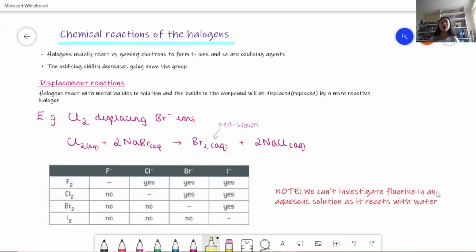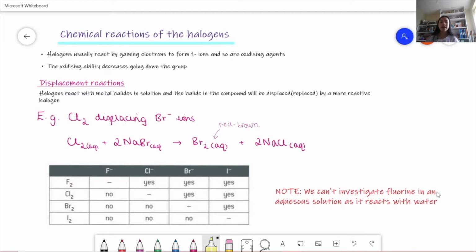Now we're going to have a look at chemical reactions of the halogens. So halogens usually react by gaining electrons to form 1- ions, and so are oxidizing agents. So, for example, we have chlorine, and they normally form Cl- ions, and so they gain an electron, because they are taking away an electron from the thing that's being oxidized to reduce itself.